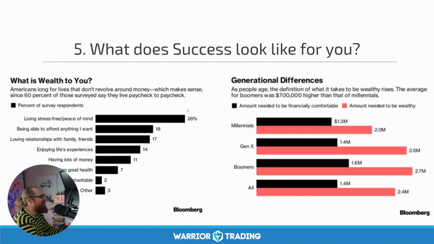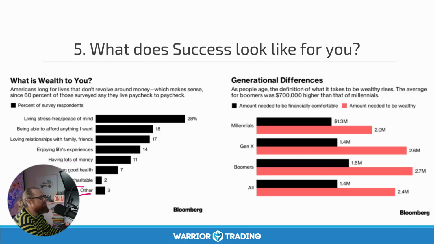Now, there's a Bloomberg article that asked what wealth looks like to you. And about 60% of those surveyed said they live paycheck to paycheck. And so wealth to them is being stress-free and having peace of mind. And then being able to afford whatever I want to a lesser extent, loving relationships with friends and family, enjoying life's experiences, having lots of money, lower on the list, being in good health, also a little lower on the list, being charitable, even lower, and then other, a little bit lower than that.